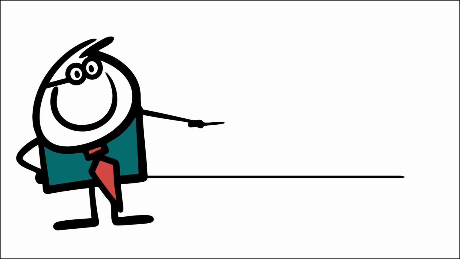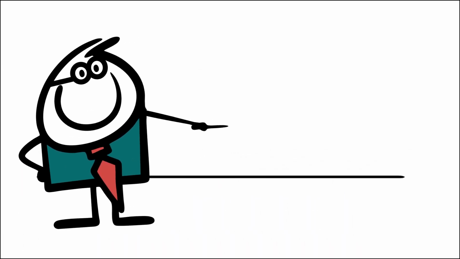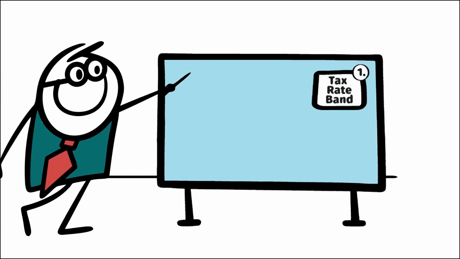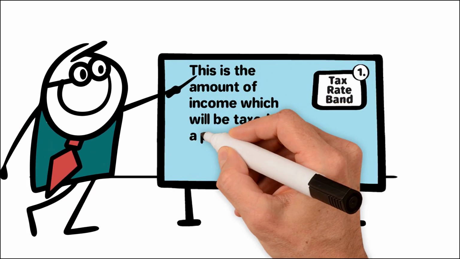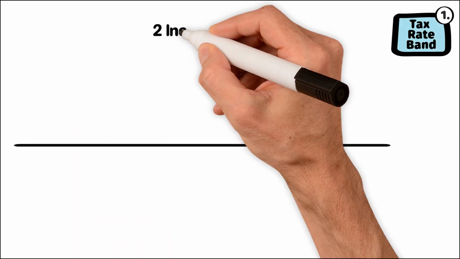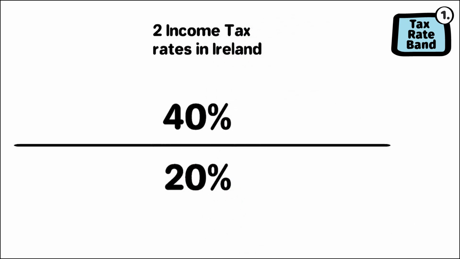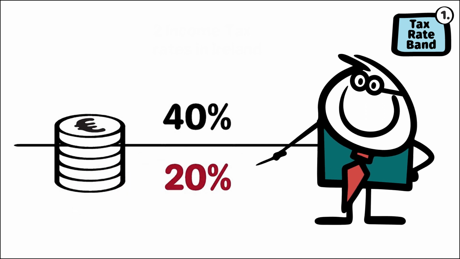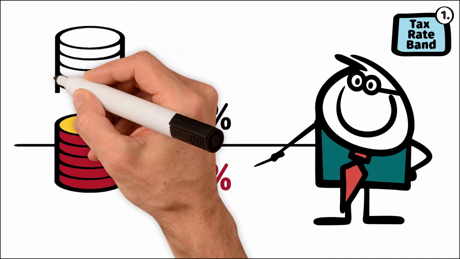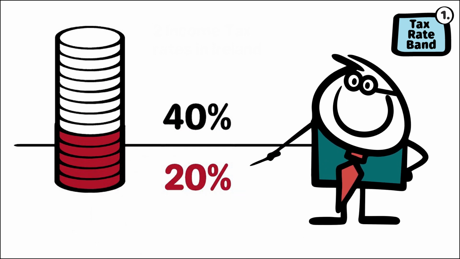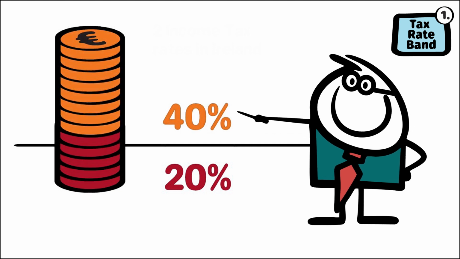There are three key elements to calculating income tax under the PAYE system: tax rate band, tax credits and tax basis. The first element is the tax rate band. This is the amount of income which will be taxed at a particular tax percentage, or tax rate. Currently, the two income tax rates in Ireland are 20% and 40%. If your income is below your tax rate band, all your income will be taxed at 20%. If your income is greater than your tax rate band, the amount below it will be taxed at 20%, and the amount above it will be taxed at 40%.